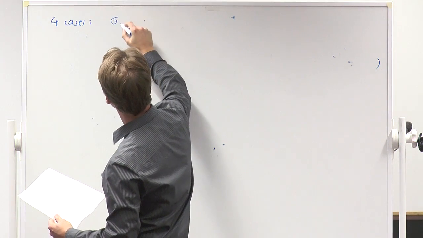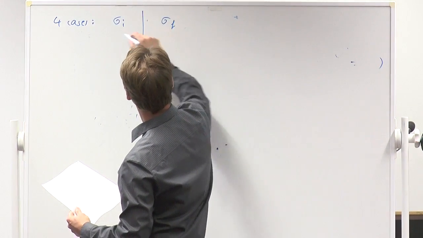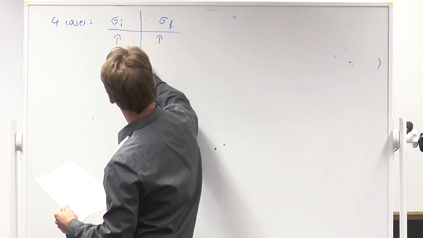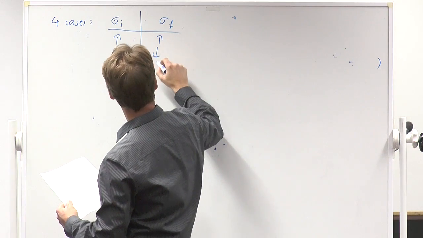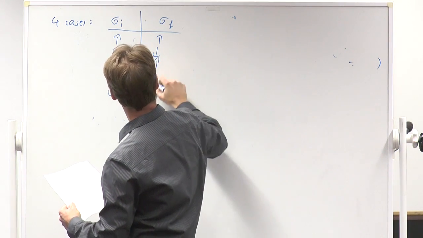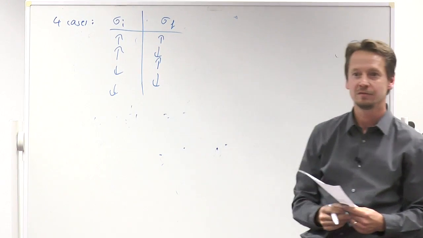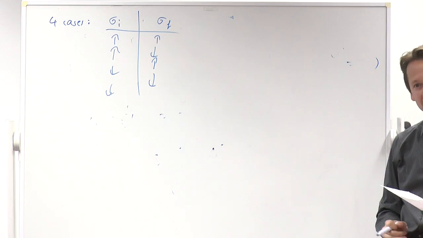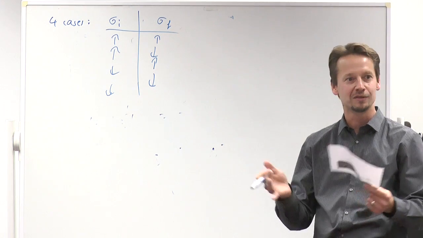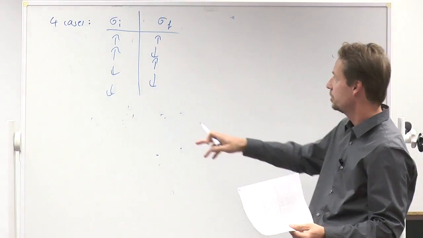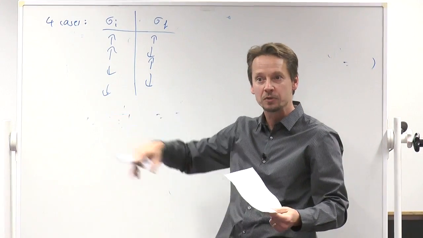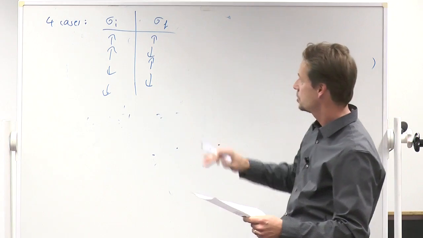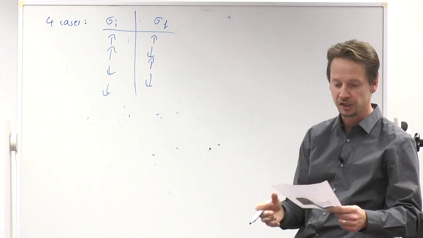So the sigma initial of the tunneling electron and the sigma final can be from up to up, from up to down, from down to up, and from down to down. Those are the 4 cases that we evaluate as we do these simulations. Again, I'm ignoring quantum coherent states here. The electron in the tip could be in a superposition of states, but I'm not dealing with this at all here. So just classical magnetization states.